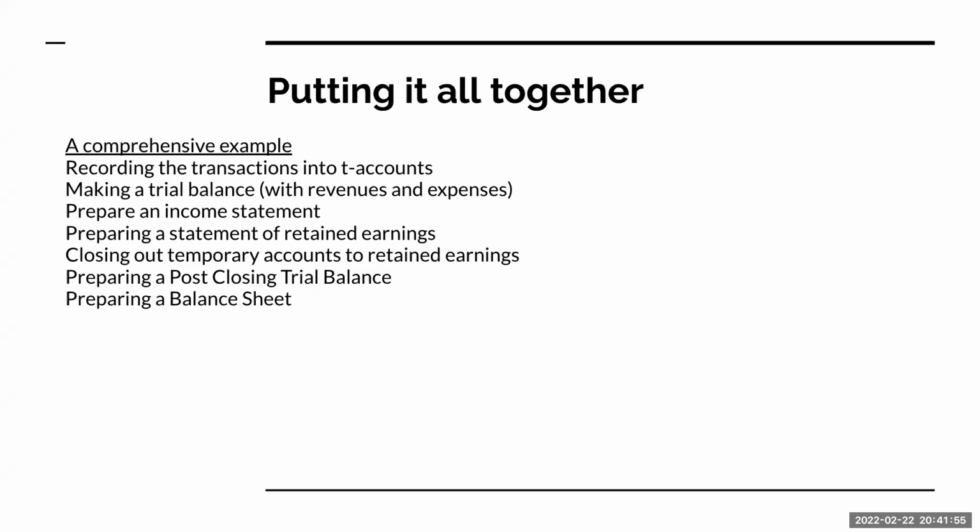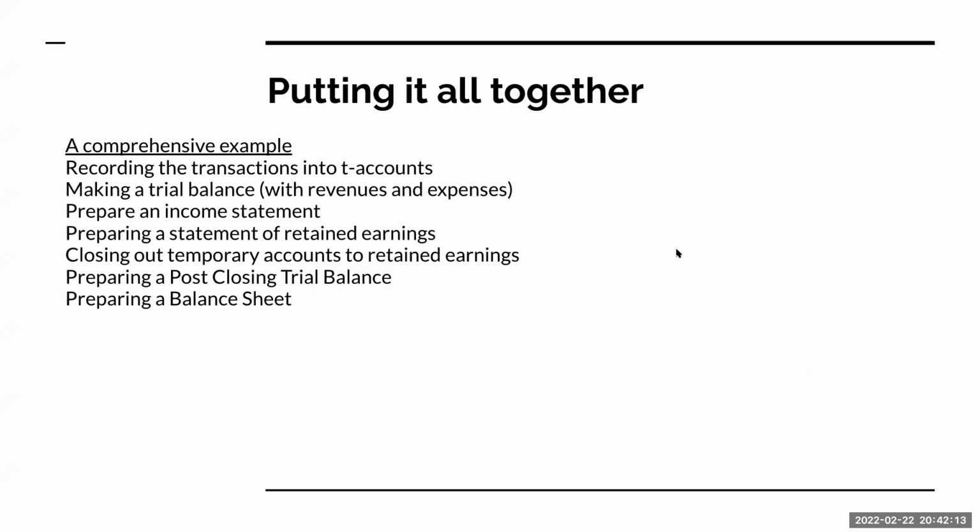We're going to make a trial balance with revenues, expenses, and dividends. We're going to then prepare an income statement, a statement of retained earnings. We're going to close out our temporary accounts to retained earnings. We're going to prepare a post-closing trial balance, and then we're going to do a balance sheet, but there's no way we're going to do this in one video because I'm trying to keep these short.